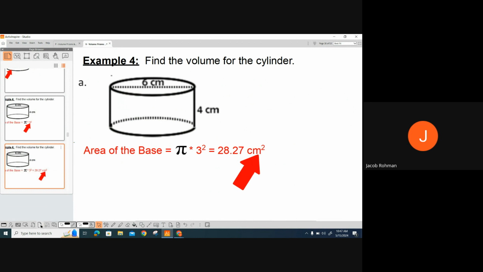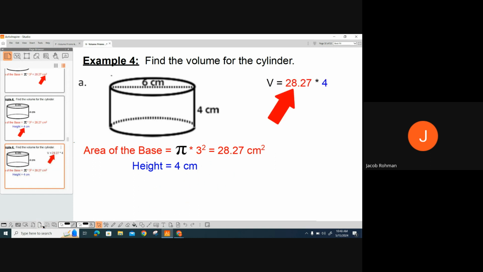Then we know the height is going to be 4 centimeters. So now to find the volume, we just take the area of the base, which is 28.27, times the height, which is 4. And then when we multiply those together, we're going to get 113.09 cubic centimeters or centimeters cubed.